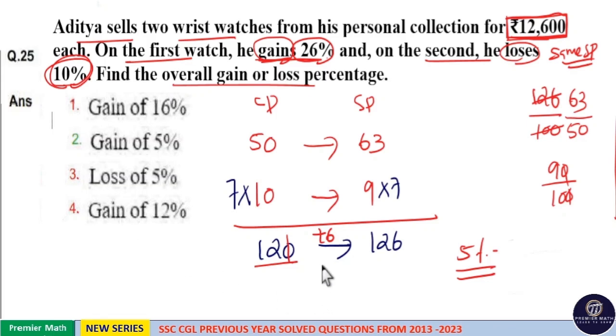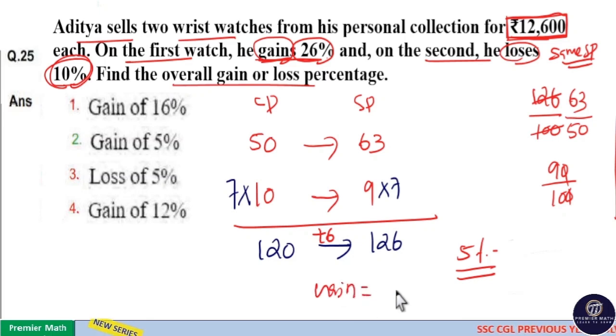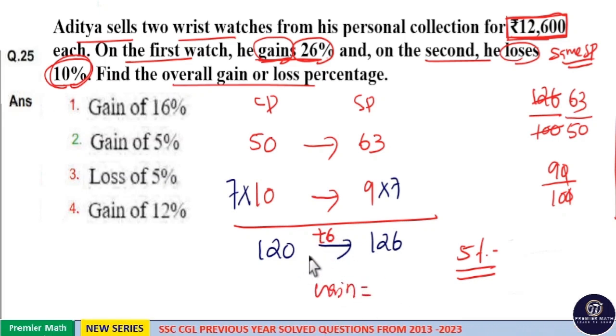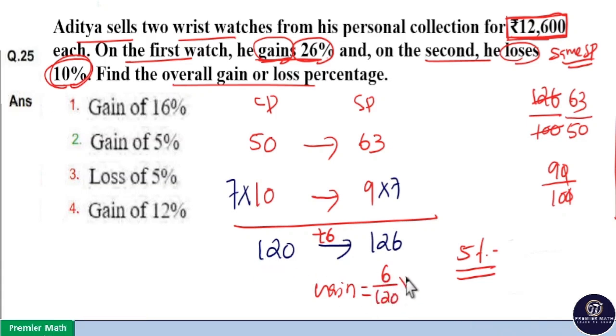That is, here the gain is the difference between selling price and cost price, which is 6. This 6 part is generated from this cost price 120. So 6 by 120 into 100 is equal to 5%. So this is the gain.